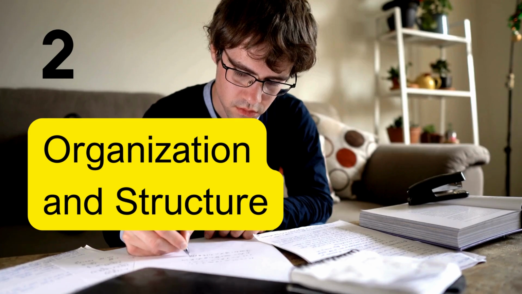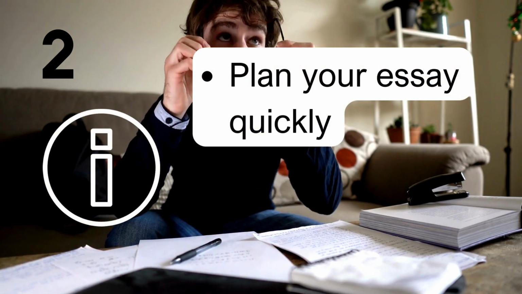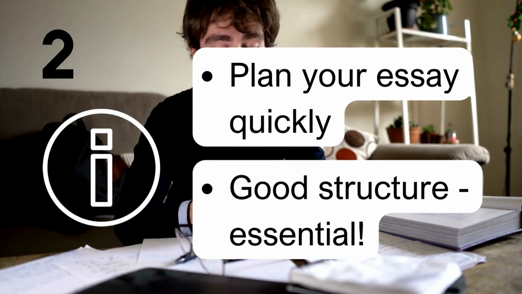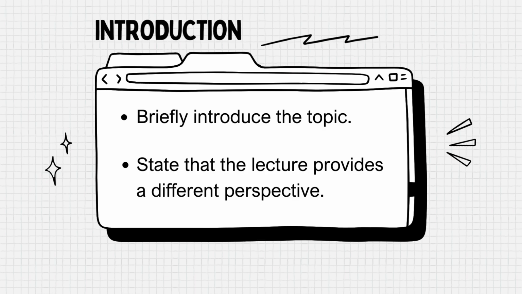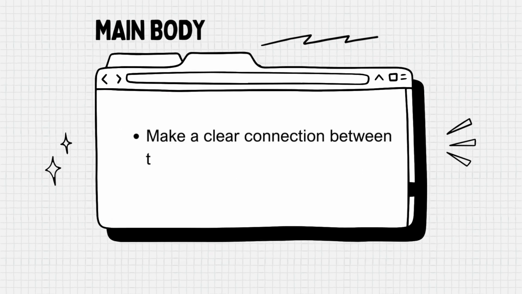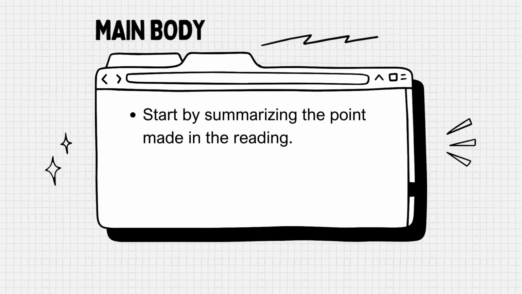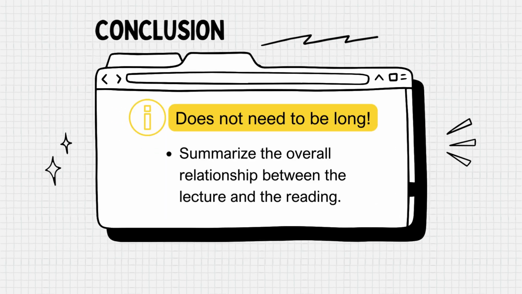Now let's talk about the organization and structure of your response. Before you start writing, spend a minute or two planning your essay. A good structure is essential. Here's a simple outline. Start by briefly introducing the topic and stating that the lecture offers a different perspective. In your main body paragraphs, ensure you're making clear connections between the reading and the lecture. For each key point in the reading, summarize it and then explain how the lecture responds to it. Finally, you don't need a long conclusion, just a sentence or two summarizing the relationship between the reading and the lecture.